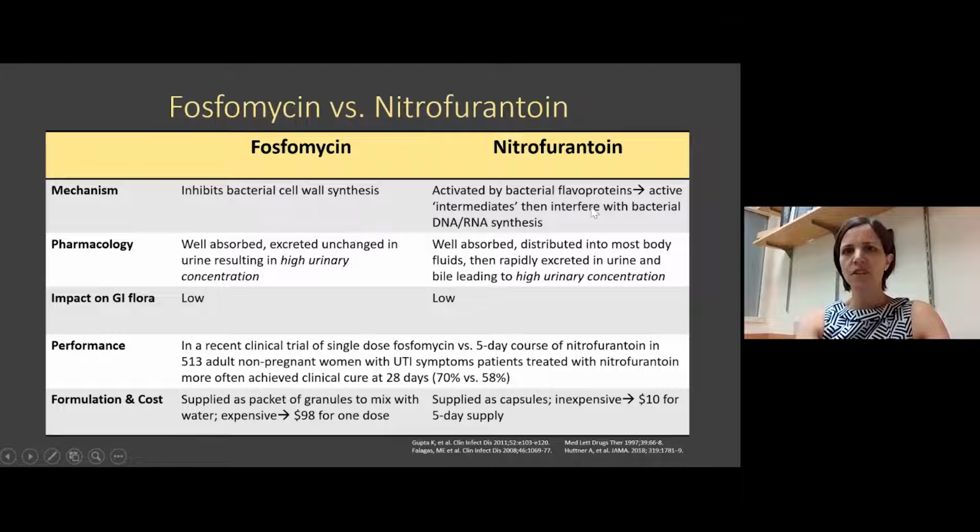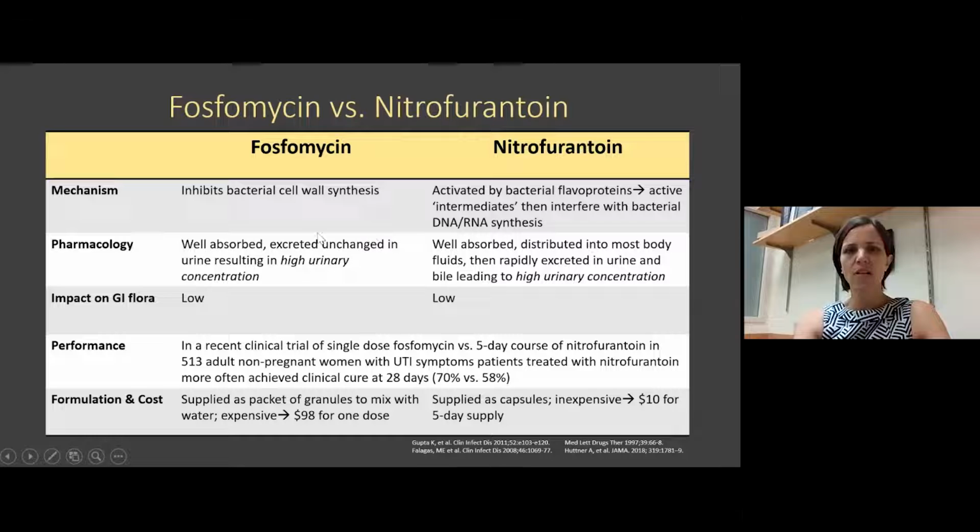So how does nitrofurantoin work? It's a weird drug that has an interesting mechanism. The drug itself is actually activated by bacterial flavoproteins. It causes these unstable radicals of nitrofurantoin that are active intermediates, and these are what interfere with bacterial DNA and RNA synthesis. So it acts on many levels, and this is why people think that nitrofurantoin is not that easy to become resistant to.